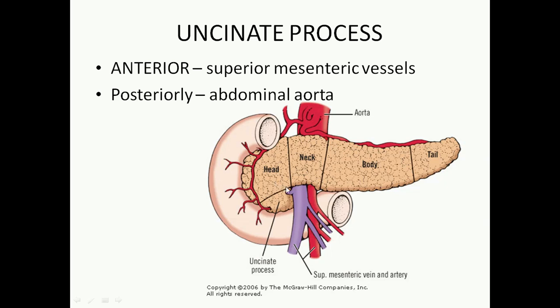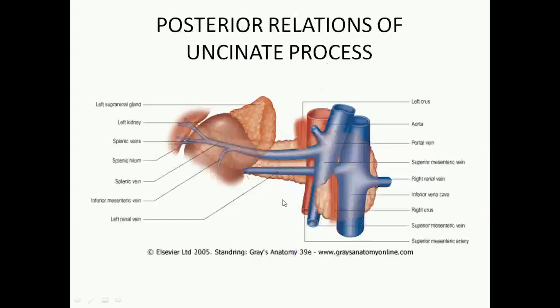So if this is the head, you find a small projection here that is seen lower down. This area is called the uncinate process. So till now we were talking about this head portion. Now we are talking about the small projection. Anteriorly, this small projection has the superior mesenteric artery related to it, and posteriorly it has the abdominal aorta.